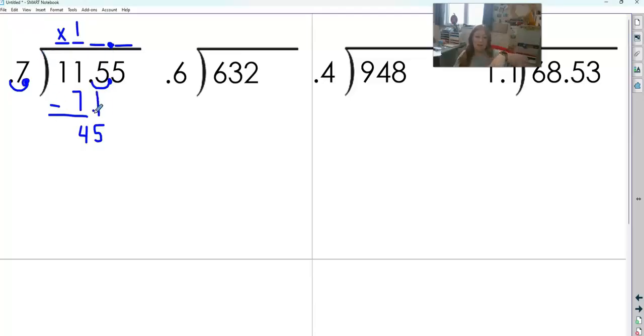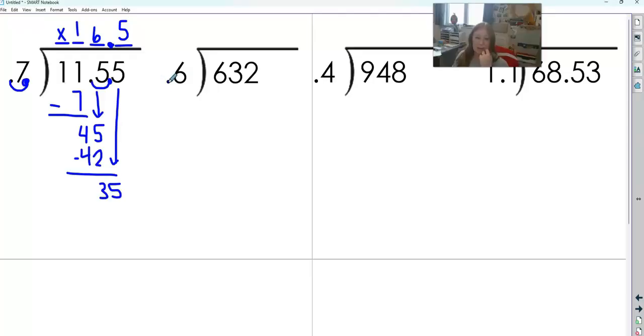So every time something goes down, something has to go up. So here's a 6. That was 42. 5 minus 2 is 3. Bringing down the next 5. 7 goes into 35 exactly 5 times. So if I take 11.5, I want to put it into groups of 70 cents. I would get 16 and a half of those groups.